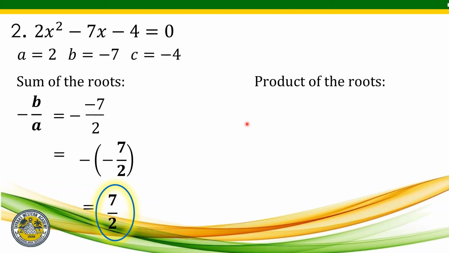Next is the product of the roots. We will use the values of c and a. The value of c is negative 4. The value of a is positive 2. Negative 4 divided by 2 is equal to negative 2. Our answer is negative 2 because when we multiply negative by positive, the answer is always negative. So we have negative 2.